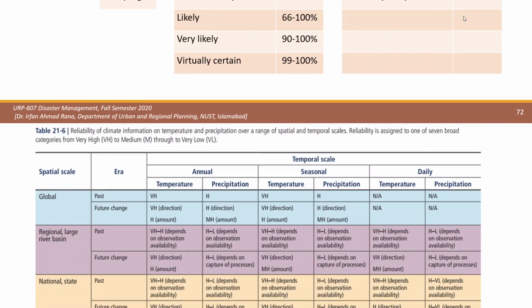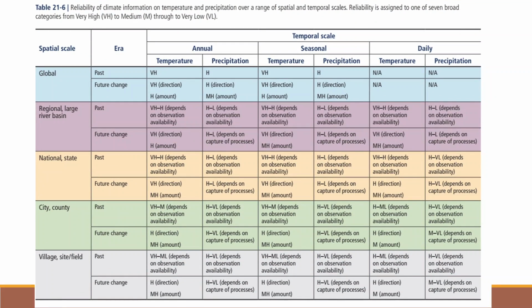So, what are they agreeing upon? It is estimated by the IPCC how much a trend will change. For example, in terms of likelihood, for the spatial scale in temperature, the future change in temperature is very high. The reliability, or you can say probability, is very high. Similarly, depending upon whether it is at village level, city level, or national level, depending upon the different spatial and temporal scales, your confidence or reliability in a climate projection will vary.